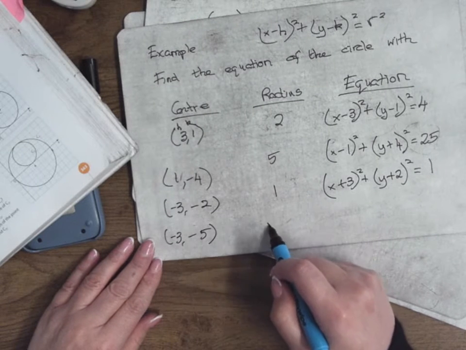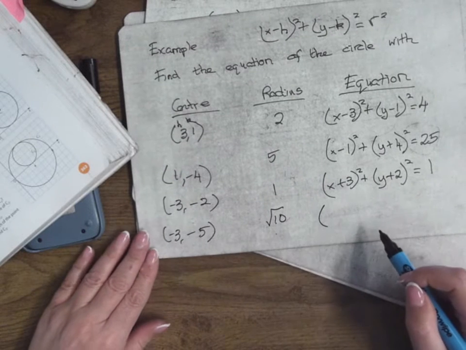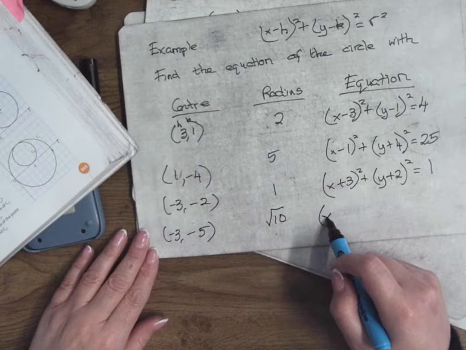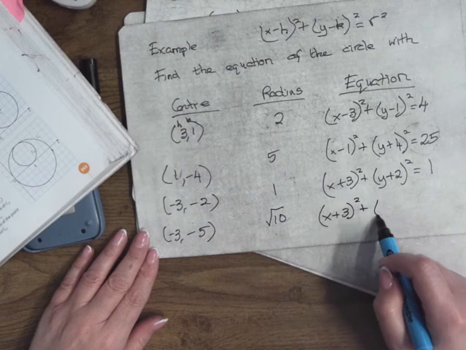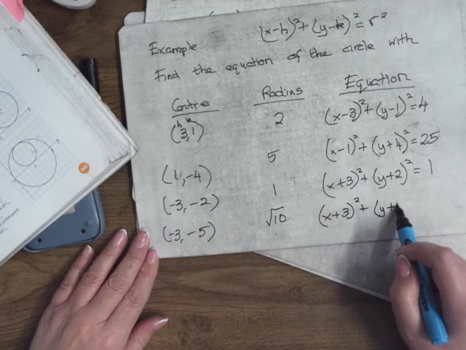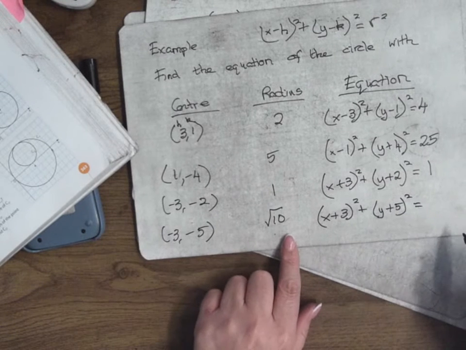and the radius is the square root of 10. So what is the equation? X plus 3 to be squared, y plus 5 to be squared equals the square root of 10 to be squared, agreed?